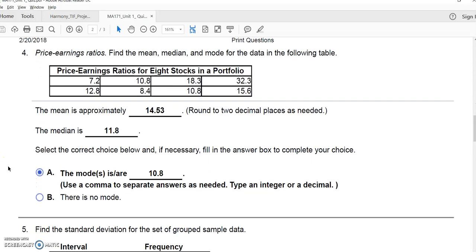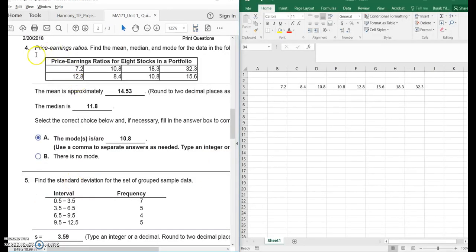Alright, so in number 4, we're being asked to find the mean, median, and mode of the numbers given in this data set. I put all these numbers in Excel, and I put them in ascending order from least to greatest, as you can see, and that's going to help us with the median, and also to see the mode.